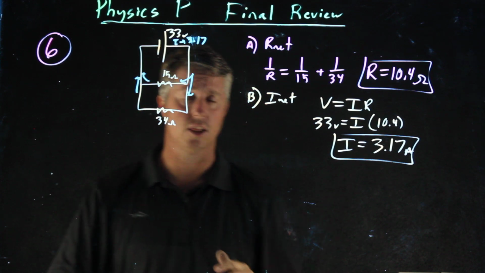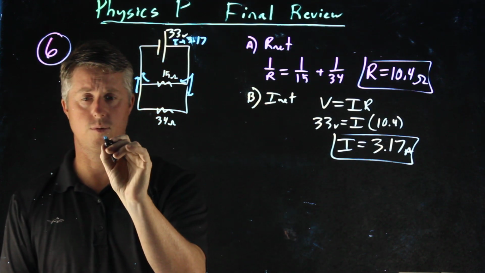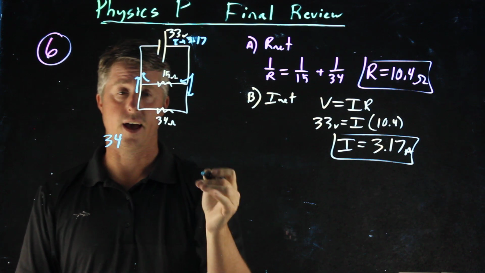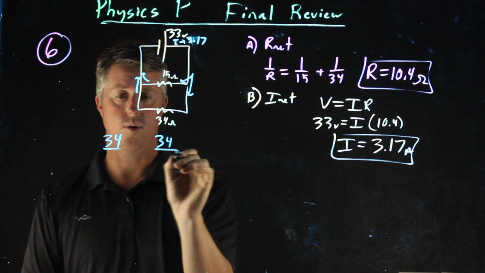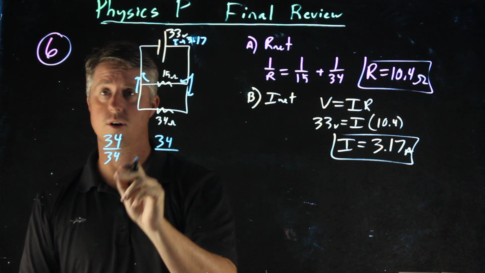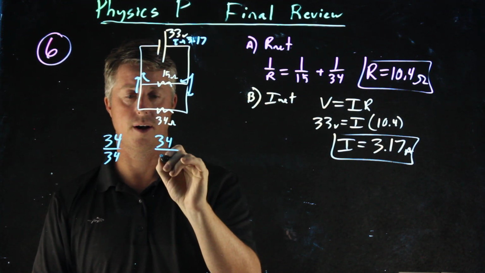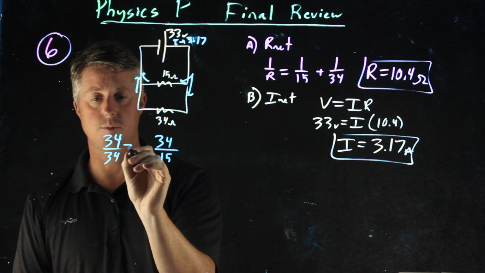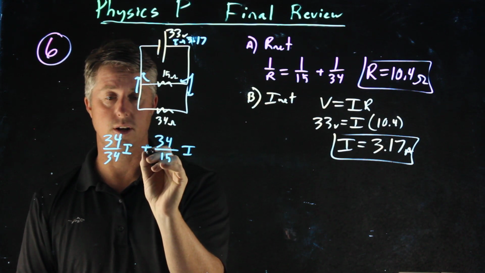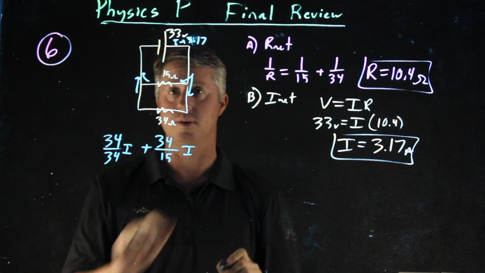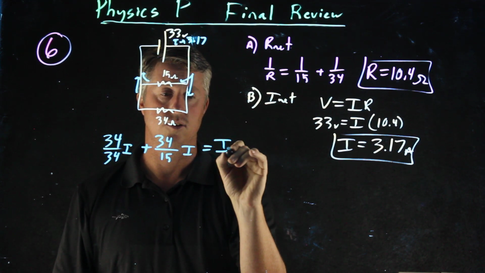I asked you to choose the largest resistance, so 34. Divide that by each pathway. So there's two pathways. I'm going to divide 1 by 34. So 34 divided by 34 and 34 divided by 15. This is going to be a ratio of current. So I'm going to say I for the amount of current that goes through. I'm going to add them together and I'm going to get my total current.